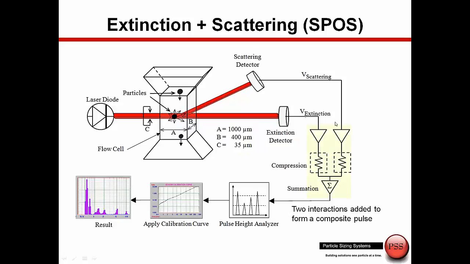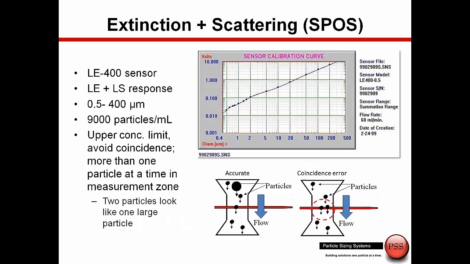It goes through a gain adjustment and a compression, and then we add these two inputs into a summation of both scattering plus extinction, fed into the pulse height analyzer, where a calibration curve is used to relate pulse height to particle size, and we generate a high accuracy, high resolution particle size result, which includes concentration. The combination of extinction and scattering extends the dynamic range.